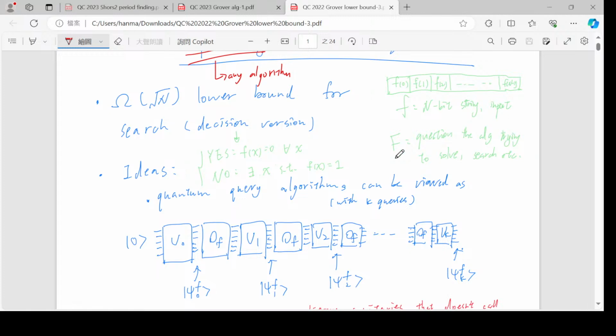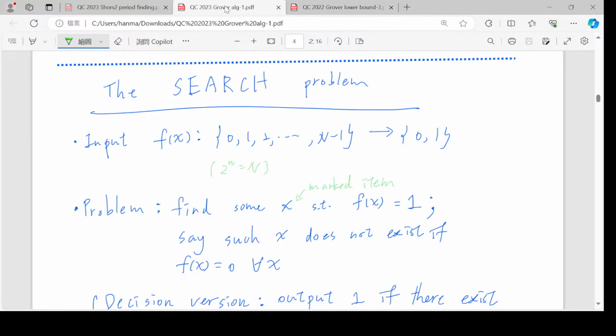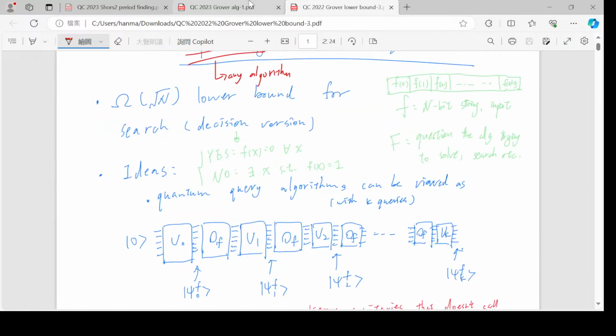But here, first, a small notation. Once again, we have this small f, and that is the input to this problem. So here we have two functions, which is a bit confusing.